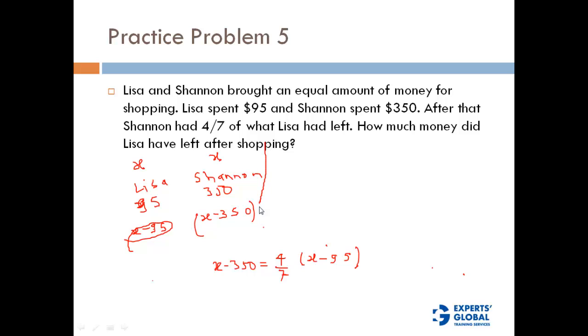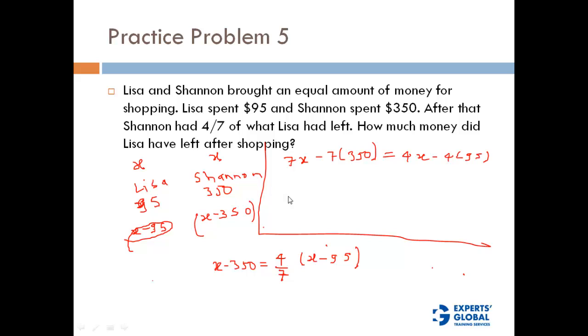The equation solving is very straightforward. We have seen it in the last class. But there is a fraction here, so we'll have to get rid of the denominator first. We'll multiply both sides of the equation by 7. By doing so, we get rid of this 4 by 7. What we get is 7x minus 7 into 350, whatever that number is, equal to 4x minus 4 times 95.